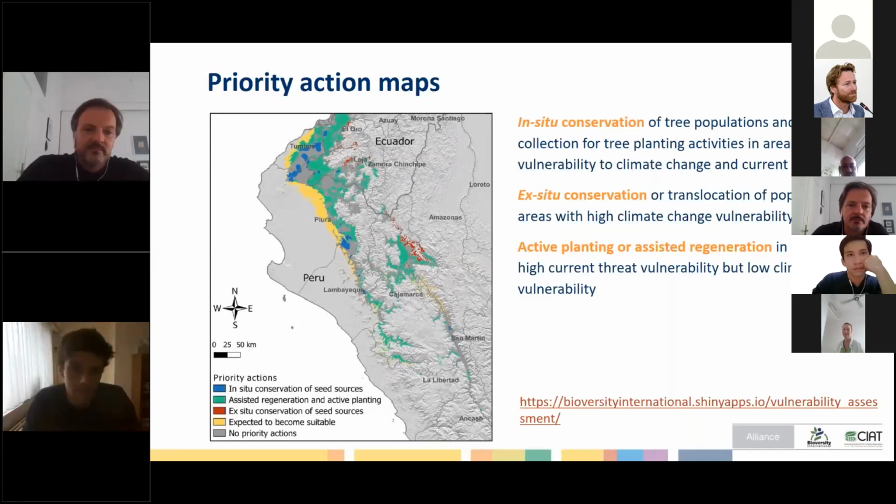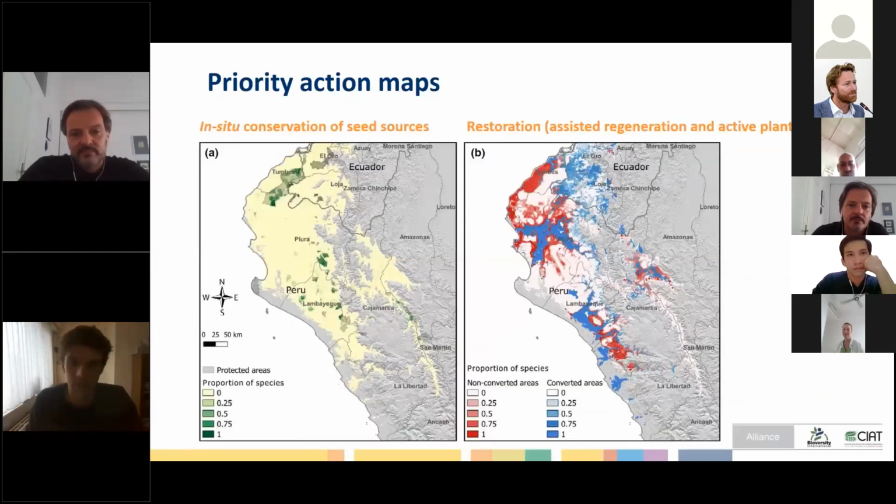Then we made these maps for all the species, and we also made them freely available in an online visualization tool, of which you can see the link here on this slide. And then similarly, we also aggregated these priority action maps over all the species, making a map showing for each grid cell how many species are recommended for conservation there, which you can see here on the left, and how many species the grid cell is recommended for restoration, which you can see here on the right.